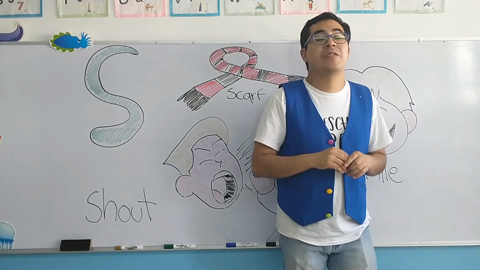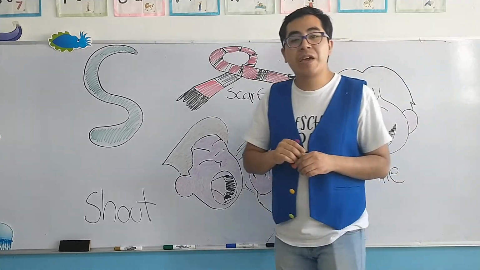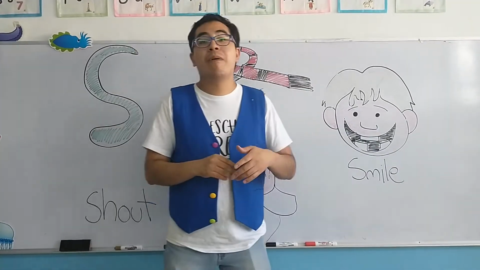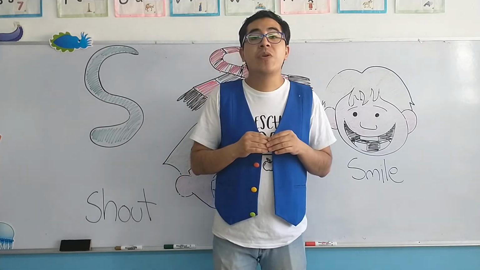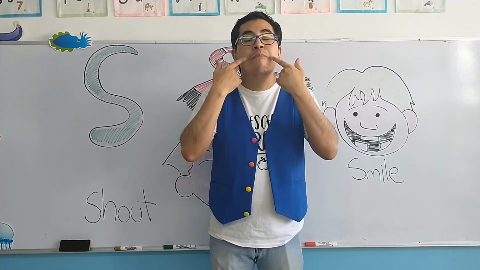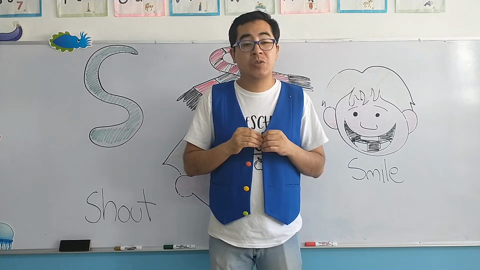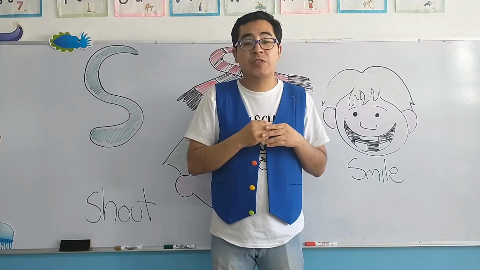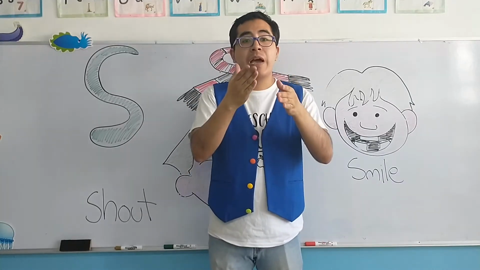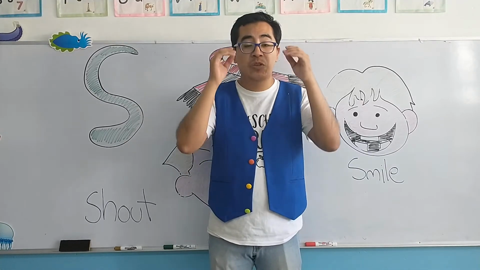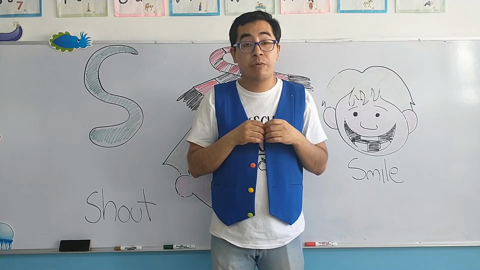Okay? Very good. So, we have the scarf. Next to the scarf, we have the smile. Now, the smile, it's an expression that we do with our mouth. Okay? Now, as you can see, we can also make expressions with our own face, with our eyes, with our mouth. For example, an expression that we can do with our eyes is this, the expression of shocked, of surprise.